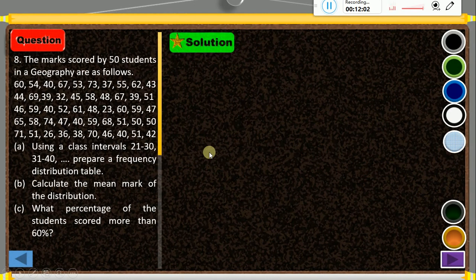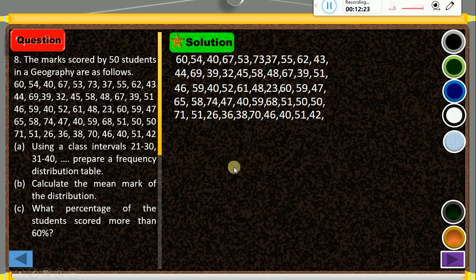Question number 8 is on statistics. Here we have the marks scored by 50 students in geography as shown on the screen already. You have seen that we are asked to make a frequency distribution table, calculate the mean mark of the distribution, and then the percentage of students who scored more than a given mark. Now let's see how to solve this problem.